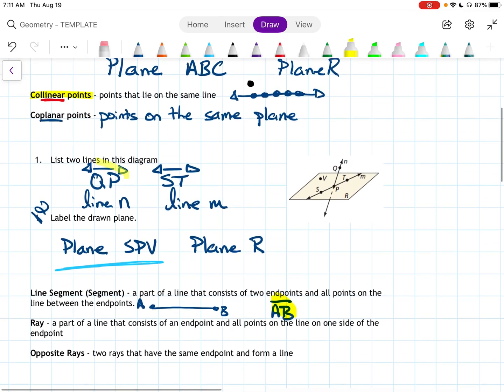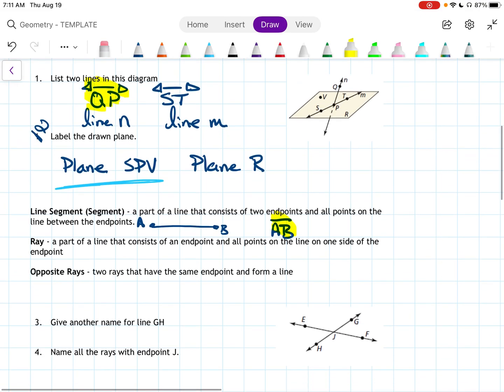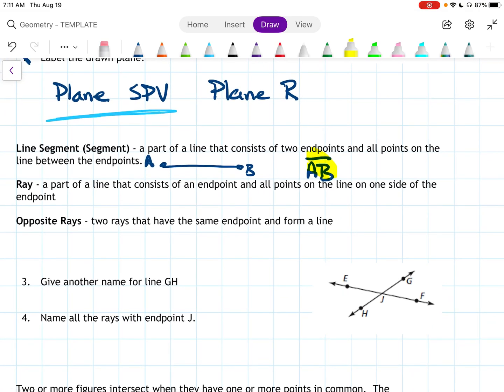Right here, we're talking about a line with the QP, line QP, and then below we have segment AB. If we put arrows where they're not supposed to be, it's wrong. If we don't put arrows where they're supposed to be, it's also wrong. Make sure that you know what you're talking about and you're using the arrows only when needed.